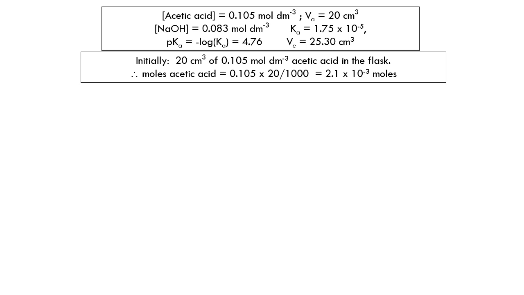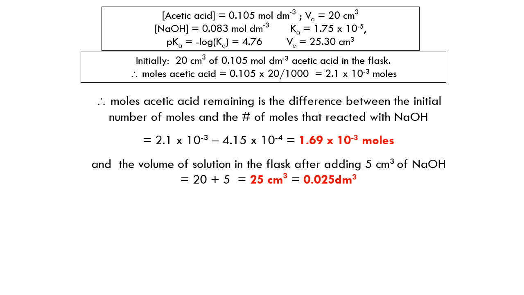So now that we've produced some acetate ions in the solution flask, the equilibrium between our acetic acid and our acetate ions will need to be re-established. In order to determine the concentration of hydronium ions in the solution at this point, we need to figure out the concentration of acetic acid now and the concentration of acetate ions as well. First, the moles of acetic acid remaining would be the initial number of moles minus the number of moles that were used up, which tells us that the number of moles remaining would be 1.69 times 10 to the minus 3.